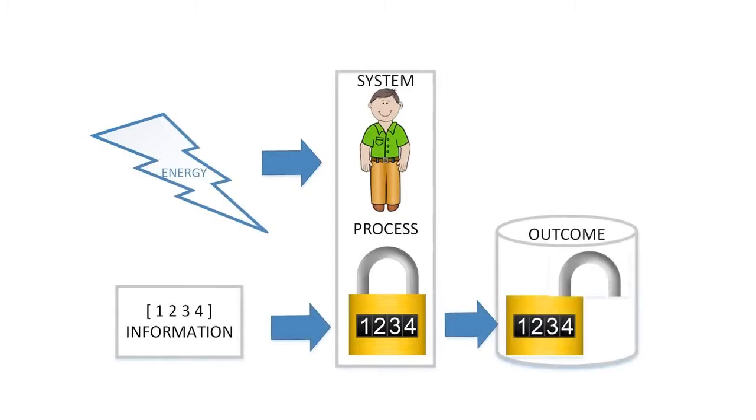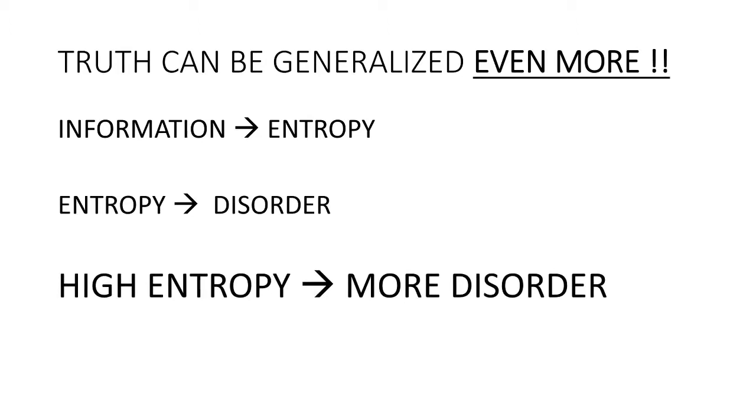When you look at this in a diagram, you can think of it as energy and information as inputs to a system undergoing a process that's trying to achieve a certain outcome. How the information influences the energy use determines whether or not the information is truth. Truth can actually be generalized now even more, to an even greater degree. The concept of information has a lot to do with the concept of entropy. Entropy has to do with disorder. High entropy means essentially more disorder or more uncertainty.